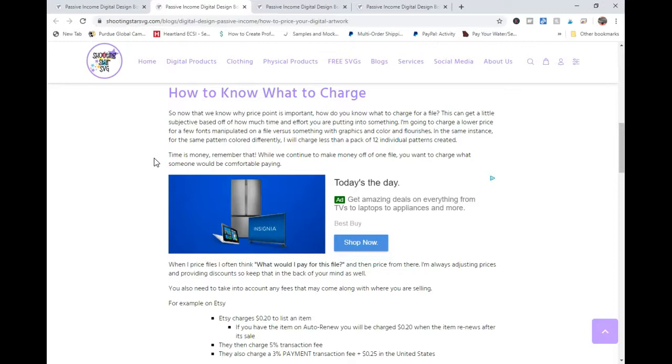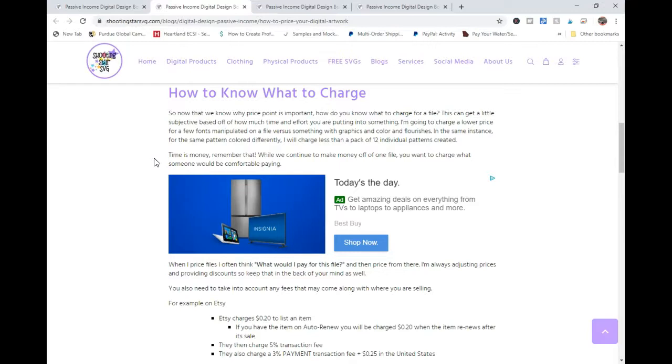If I just have a bunch of manipulated fonts on a design, I'm probably going to charge my base minimum of $3.50 because I don't have any extra flourishes or elements added onto that design to justify a higher price point. Somebody can easily put a bunch of text together on a file themselves and manipulate it the way that they want, and it doesn't really take any time at all. So why charge a ton for something like that?